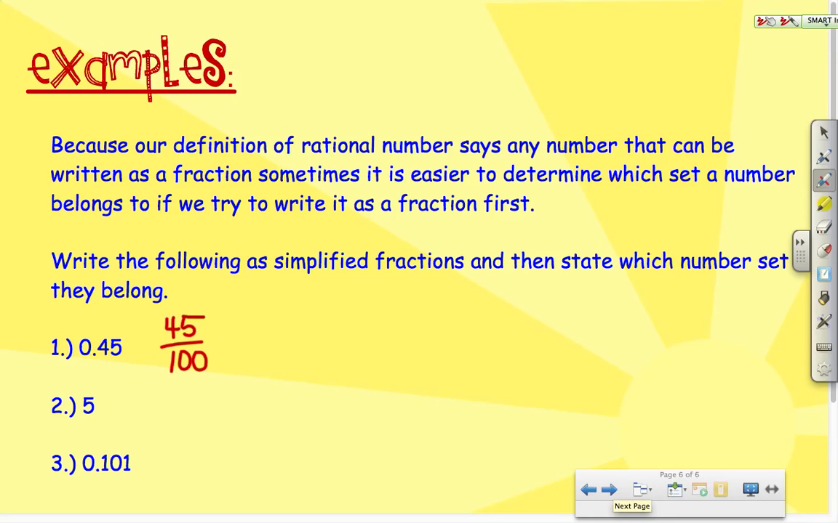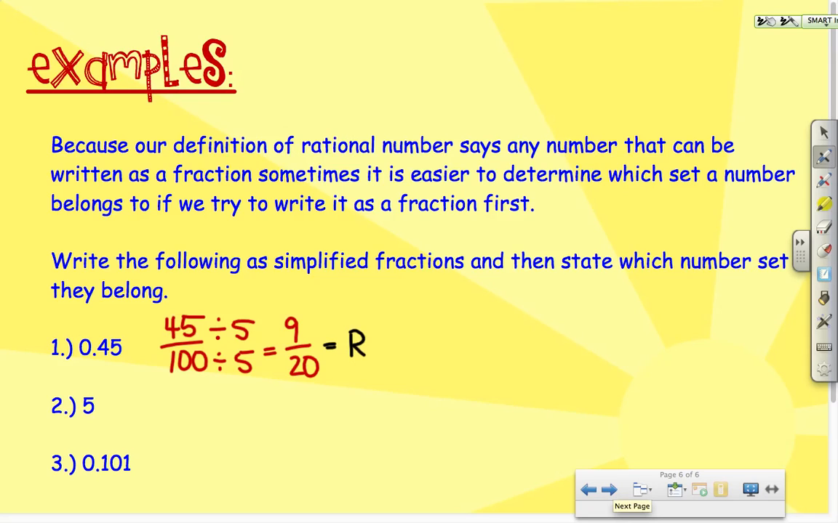45 hundredths, when I simplify it, I can divide the top by 5. I can divide the bottom by 5. When I do that, I'm going to get a 9 on top and a 20 on bottom. That's as simple as I can get. So I've simplified the fraction. Now, I need to say what set that belongs to. Is it an integer? No, because it's not a whole number. It's not an integer. Is it a rational number? It sure is. So we're going to put an R there.